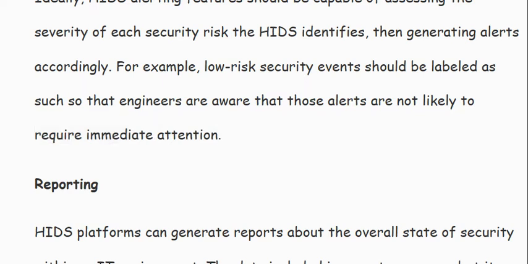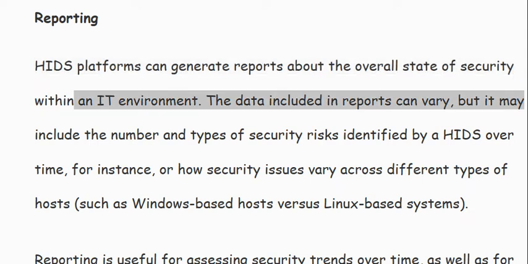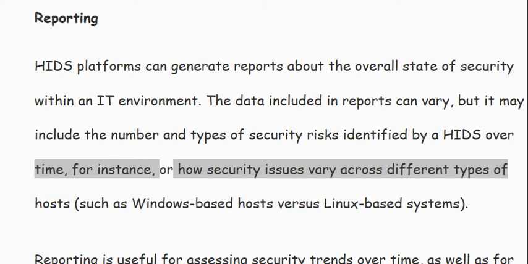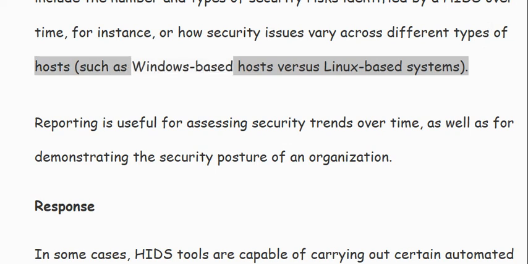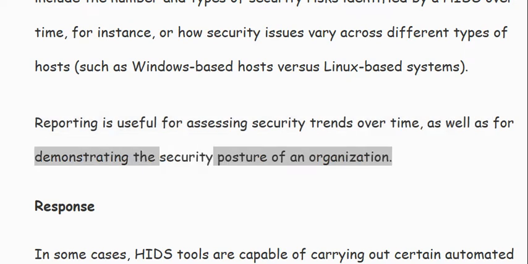Reporting. HIDS platforms can generate reports about the overall state of security within an IT environment. The data included in reports can vary, but it may include the number and types of security risks identified by a HIDS over time, for instance, or how security issues vary across different types of hosts, such as Windows-based hosts versus Linux-based systems. Reporting is useful for assessing security trends over time, as well as for demonstrating the security posture of an organization.